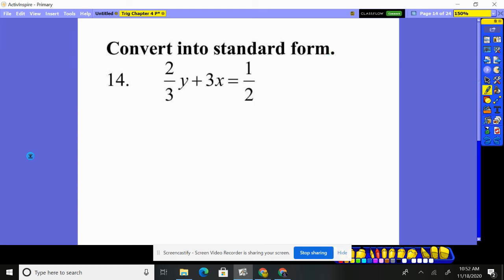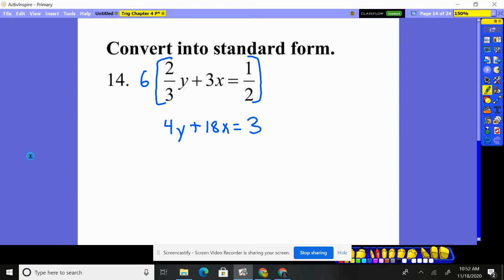Final one here for 14. Let's clear up our fractions. 3 and 2, that's going to be a 6. So we'll do 6 times 2/3, which I'm going to tell you is 4y. 6 times the 3x, well, we know that's 18x. And then we have 6 times a half, and half of 6 is simply 3.